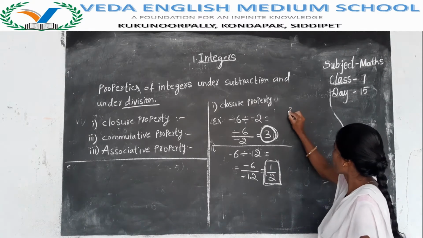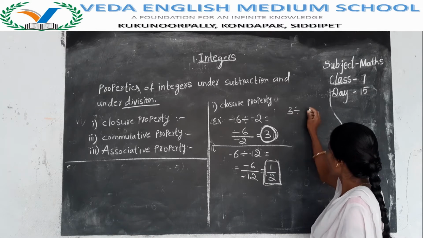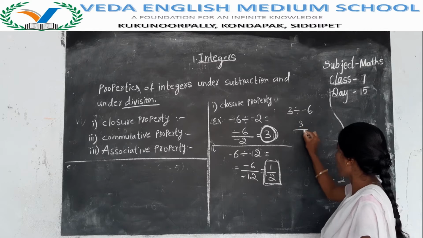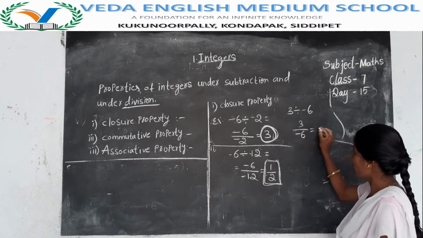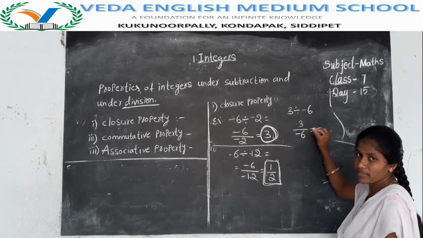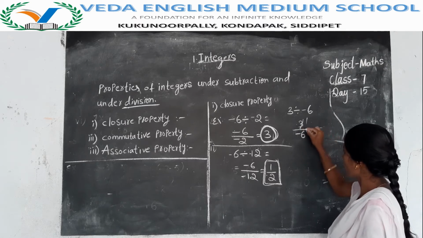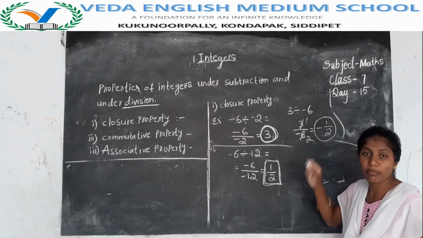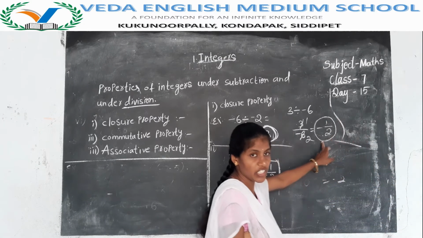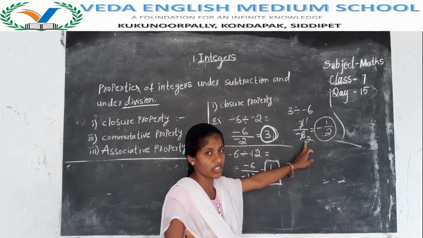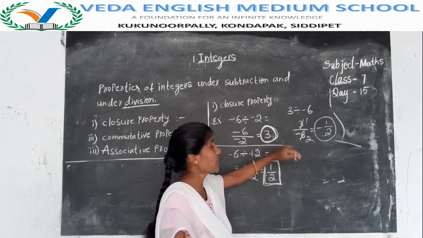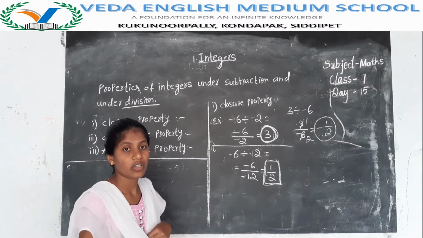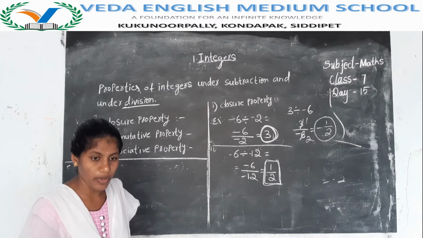Once again, 3 divided by minus 6. 3 divided by minus 6 can be written as 3 by minus 6. If we have minus here, then you will get plus into minus, because minus. So 3 ones are 3, 3 twos are 6. So we get the answer as minus 1 by 2. Minus 1 by 2 is a fraction. Did you get an integer here? No, we did not get an integer. So we have to say that closure property under division is not possible.